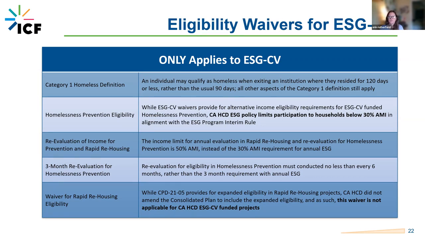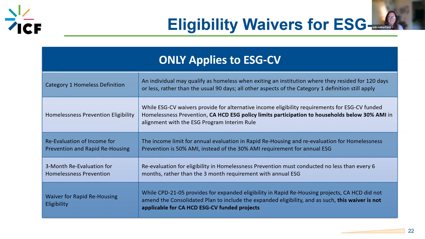Moving on to the next row, in the regular ESG program, homelessness prevention participants had to be reevaluated every 3 months. Under ESG CV, reevaluation for eligibility in homelessness prevention is now required no less than every 6 months, as opposed to the 3 month requirement with annual ESG. So you do have a little bit more of a buffer window to be able to do those reevaluations for homelessness prevention clients.